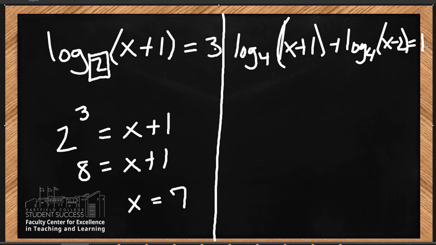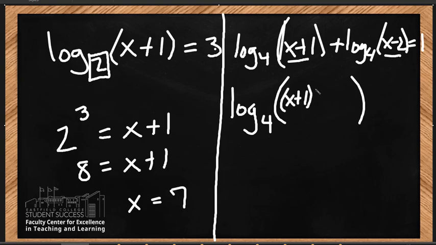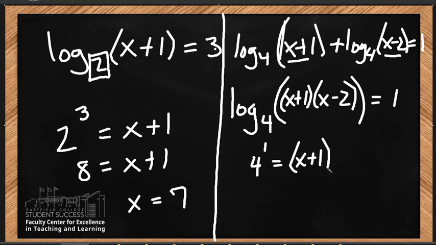And remember, one of the big rules said that when you're adding two logarithms together, you can combine them by multiplying what's inside. So you can transform this to be the log base 4 of a combination of the x plus 1 and the x minus 2. You're going to multiply those together. I'm just going to write that out as x plus 1, x minus 2, and then we still have equals 1 on the right side. Now that you have just the one log by itself on the left side, you can convert to the exponential form, and you could have 4 raised to the first power equals x plus 1 times x minus 2.